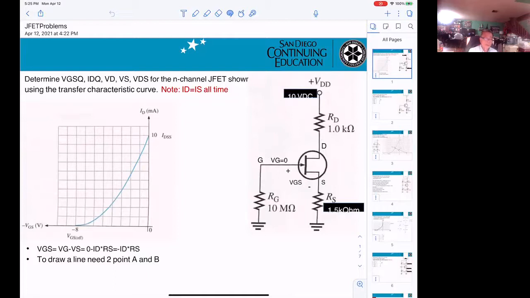First thing you have to know is how to get the ID and VGS. Who gets the answer, let me know. So within the accuracy of my graphing skills, I get ID equals 2.7 milliamps and VGS equals minus 3.7. And that's the point where the source resistor load line intersects the quadratic curve.